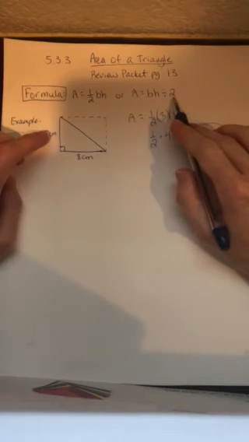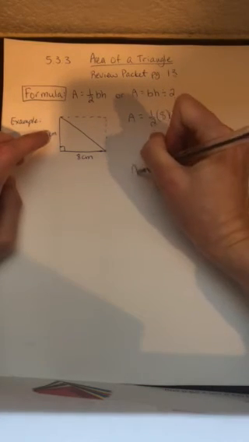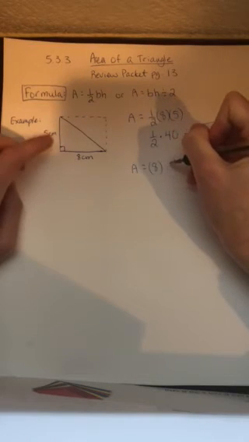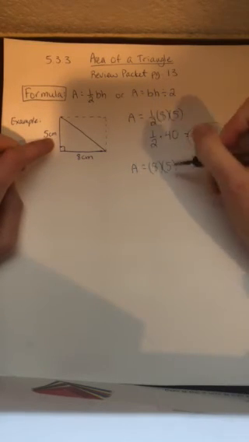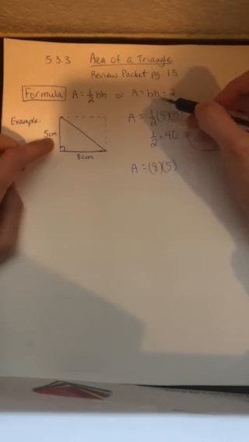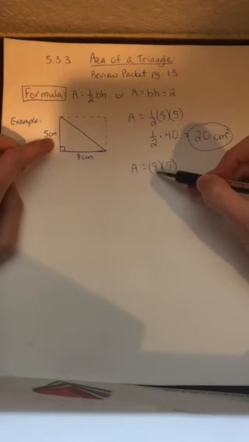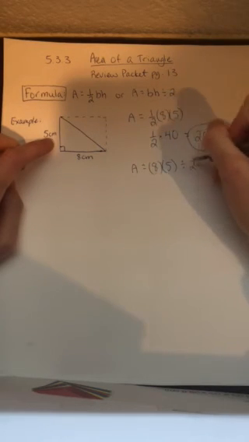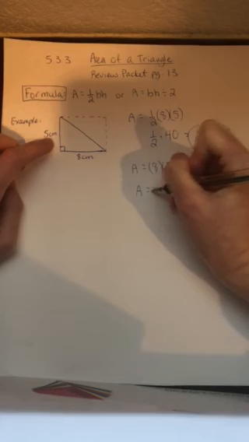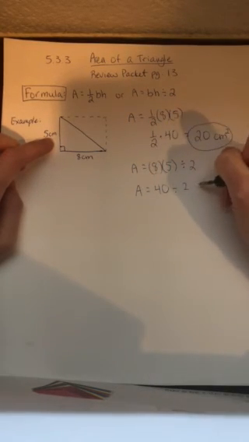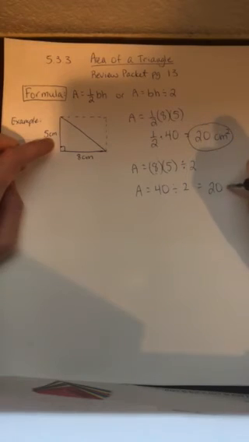Now, or we could use this formula. Area equals, the base is 8, the height is 5. Remember, it's multiplication when there are two variables right next to each other. So base times height divided by 2. Area equals 8 times 5 is 40, divided by 2 is 20 centimeters squared.